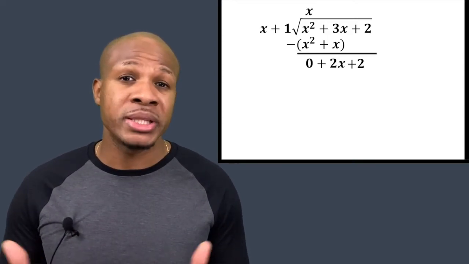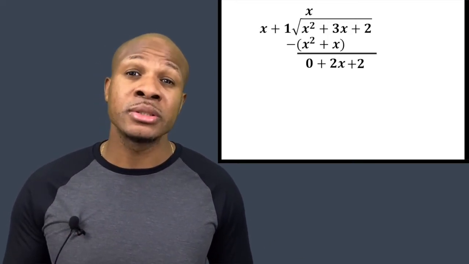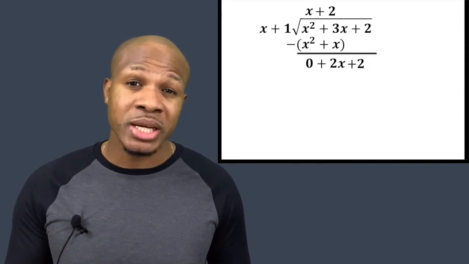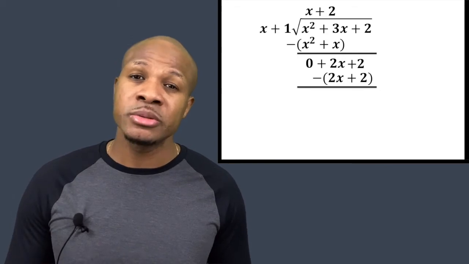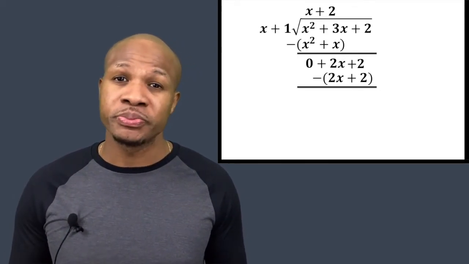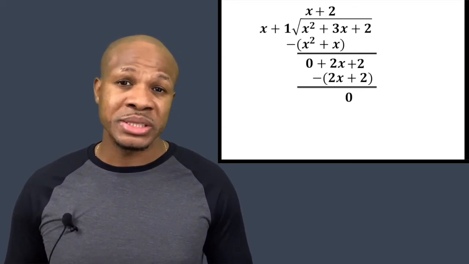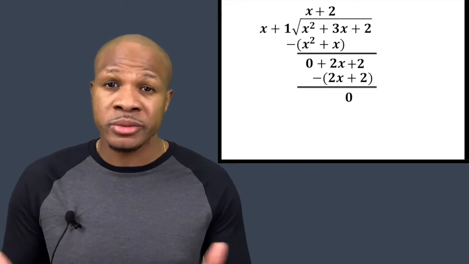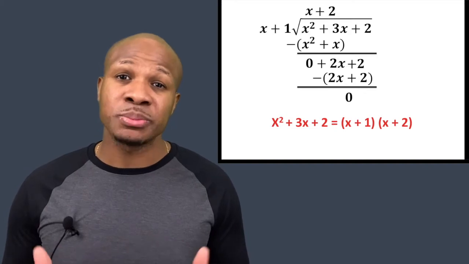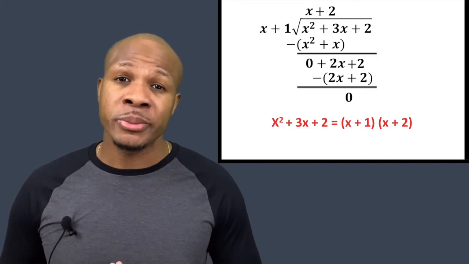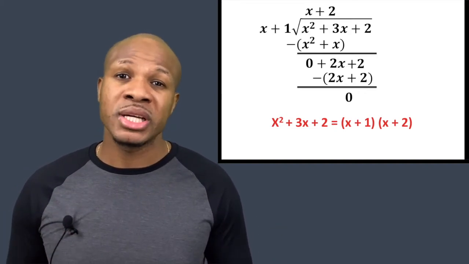And now we repeat the same process. X goes into positive 2x, positive 2 times, so we put a positive 2 up top, and we multiply x plus 1 times 2, which gives us 2x plus 2. And subtracting the difference gives us 0. All right, so we have a remainder of 0, and we're done. And therefore, our remaining factor is x plus 2. Therefore, this polynomial can be represented by x plus 1 times x plus 2.